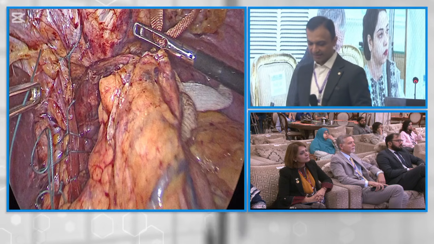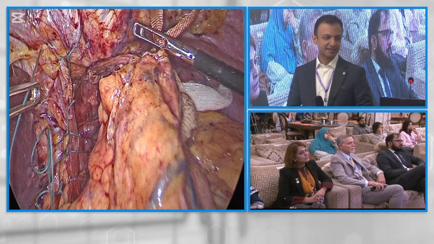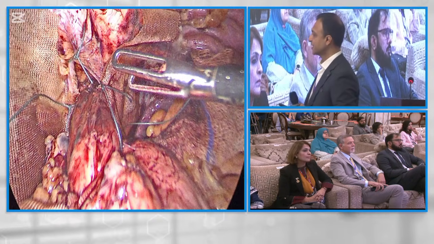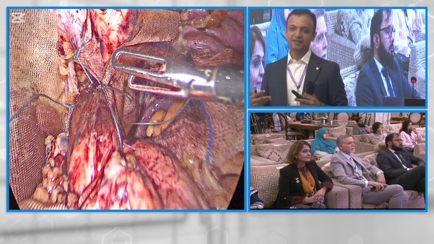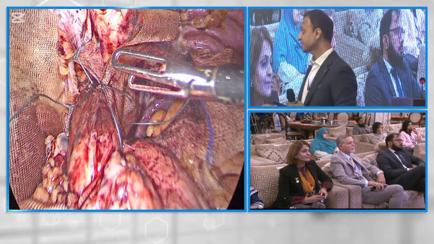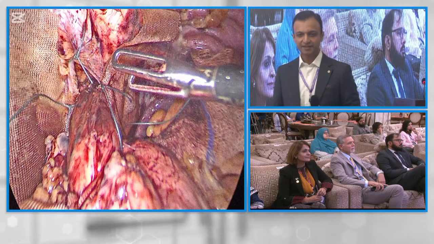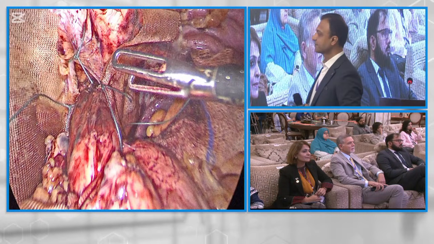And in such cases where there is a huge hiatus hernia, you need to reinforce it with the help of an absorbable mesh. Unfortunately, the tailor-made meshes are not available in Pakistan, but you have to make sure that it has to be an absorbable mesh. Plus, it cannot be a circumferential mesh around the esophagus, because that's going to cause dysphagia and erosion into the esophagus.